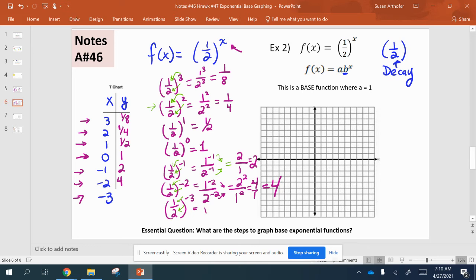The last one would be 1 to the negative 3 over 2 to the negative 3. Negatives mean I need to move the item. So that's 2 to the third over 1 to the third. 2 to the third is 2 times 2 times 2, which is 8. 8 over 1 is just 8.